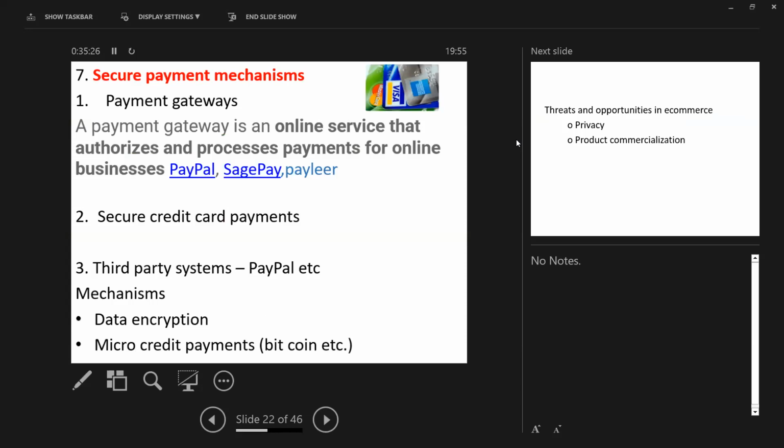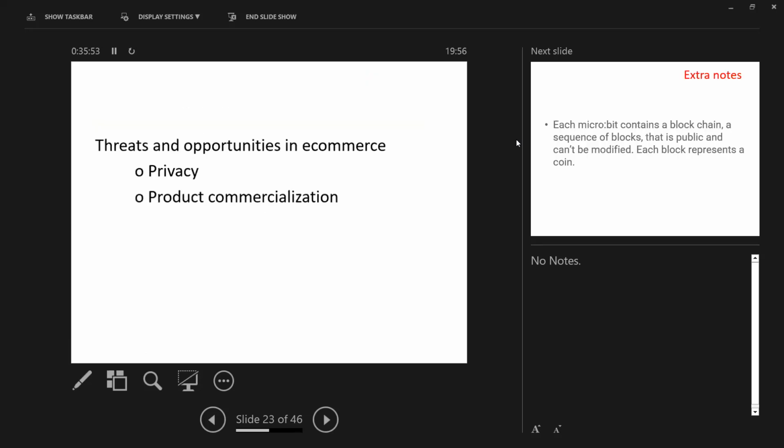Secure payment mechanism, payment gateways. A payment gateway is an online service that authorizes customers' payments for online businesses. PayPal, Surge, and PayHere are available in Sri Lanka. So secure credit card payments are there. Then third-party systems, PayPal, then mechanisms like data encryption, micro credit payment methods, bitcoins.